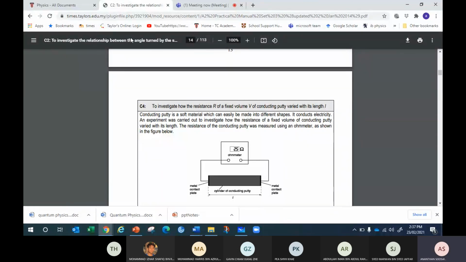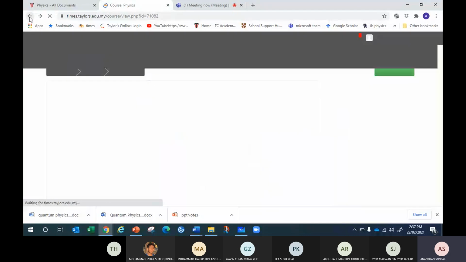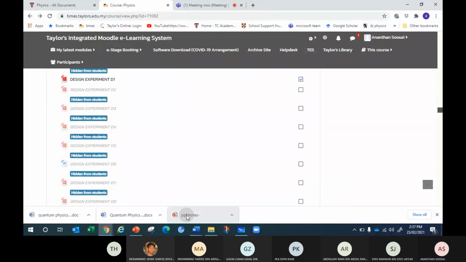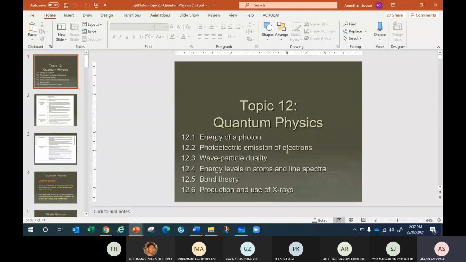Okay, so now let's go back to the theory. Quantum physics, we are halfway. What did we do so far? We learned about photon, we learned about photoelectric emission, we learned about how de Broglie contributed to the world about wave particle duality. Then we talked about how Niels Bohr introduced the energy level of an atom by using a quantum idea. So we have done up to 12.4.